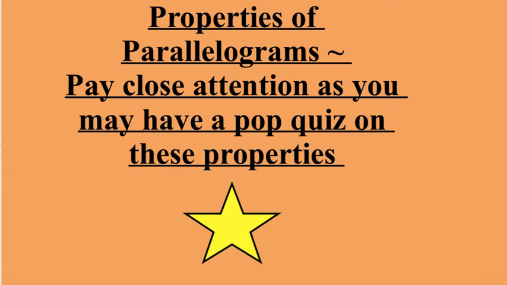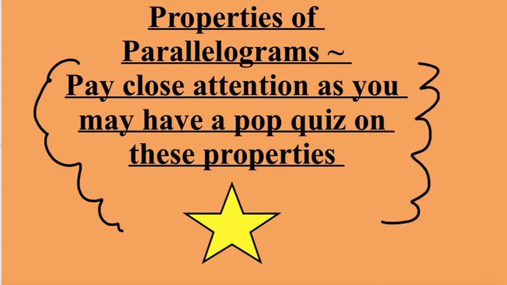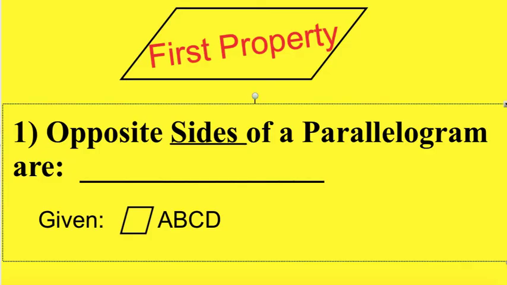It's really cool because the parallelogram has these cool properties. So I want you to pay really close attention, as you never know when I'm going to give you a pop quiz on the properties. All right, property one, first property. Opposite sides of a parallelogram are congruent. Opposite sides of a parallelogram are congruent, which you know means that they're equal.